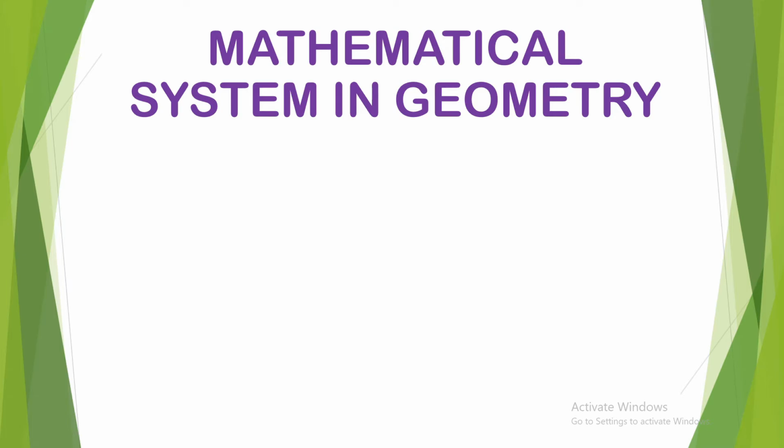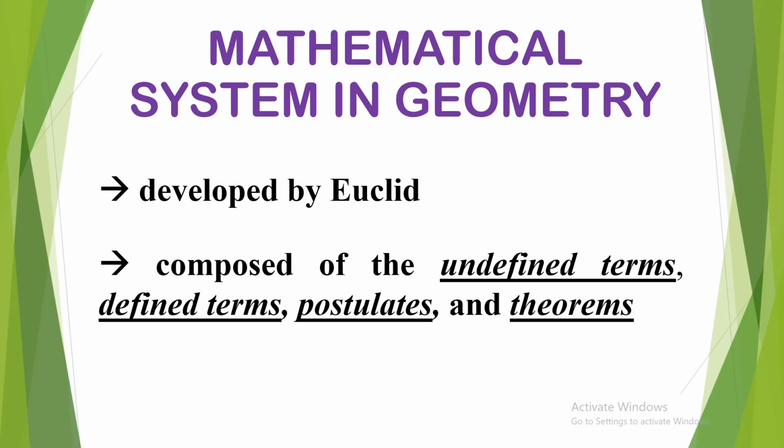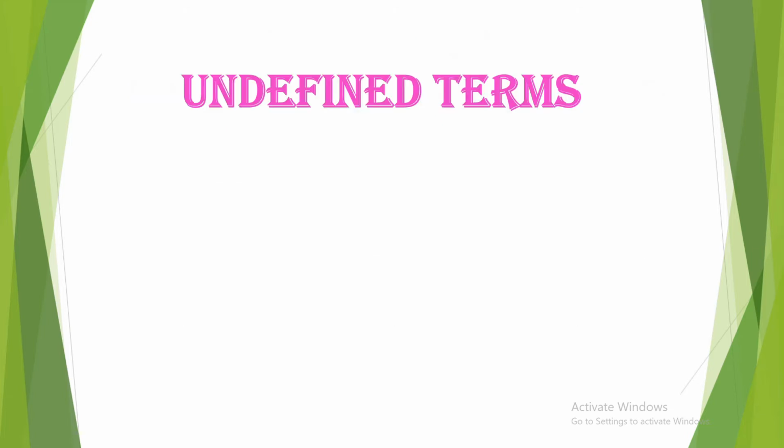Now let's proceed to the mathematical system in geometry, which was developed by Euclid. So again, it is composed of the undefined terms, defined terms, postulates, and theorems. Let's start with the different undefined terms.